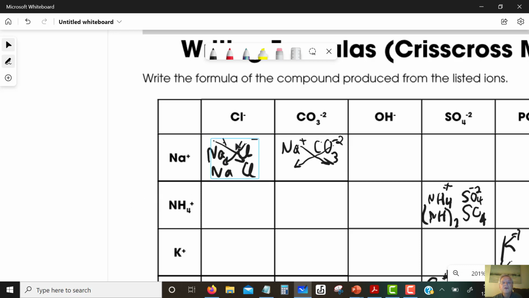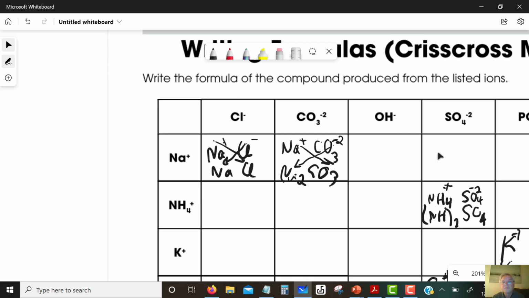Sodium has a +1 charge and chlorine has a -1 charge, so you crisscross, it's NaCl. For this one, the combination between sodium and the carbonate ion, sodium has a +1 charge, carbonate a -2 charge. So when I write this out, it's written as Na2CO3.